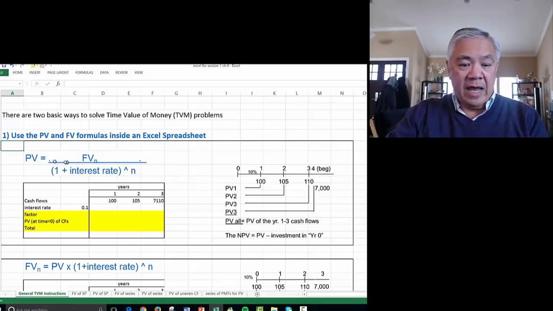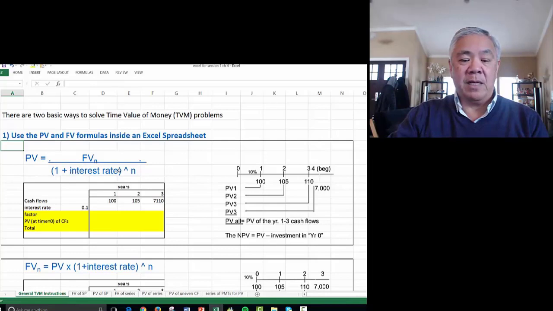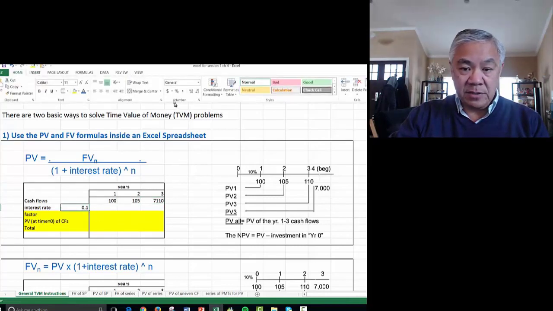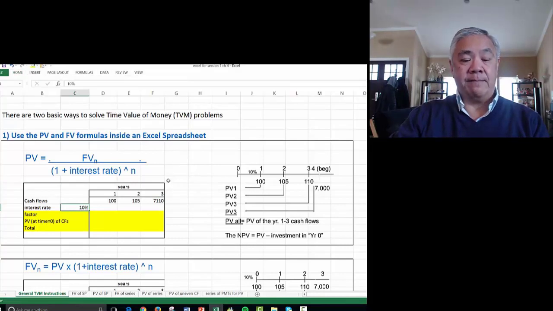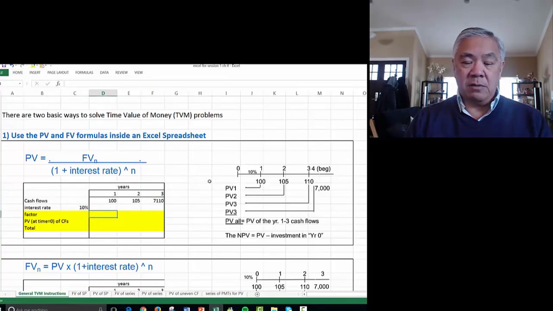So here we have our friend, that PV equals future value divided by 1 plus the interest rate to the n power. So let's say we had this particular cash flow example where we had 100, 105, and 110 and 7,000. And the interest rate is 10%, 0.1. We could just format that as a percent if we'd like, but it's 10%. So first, the factor. You can either put a plus or an equal sign to start a formula in Excel, whatever is most convenient. So let's say plus.